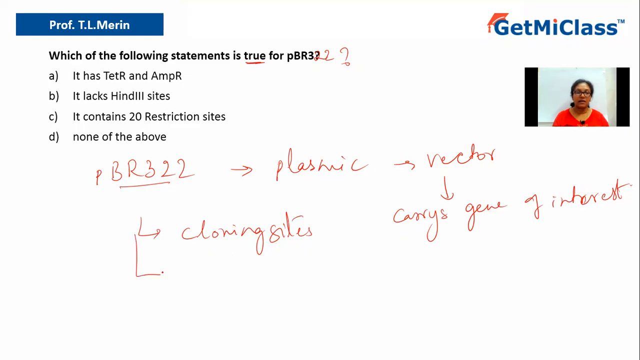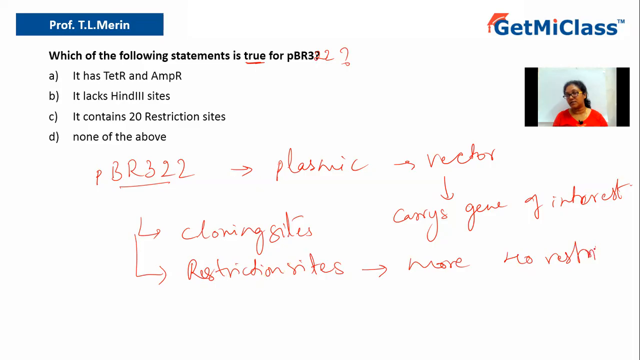And of course, it has multiple restriction sites. What do you mean by restriction site? Restriction sites are sites where a restriction enzyme can bring about cleavage. They can cut this entire pBR322, which is a plasmid and a vector, at different sites. That's what is called a restriction site. And it has more than 40 restriction sites. That is very important.